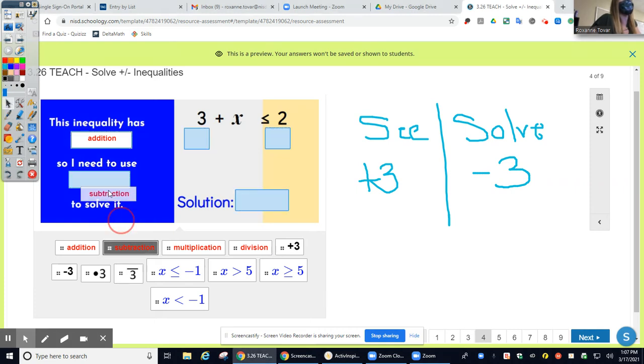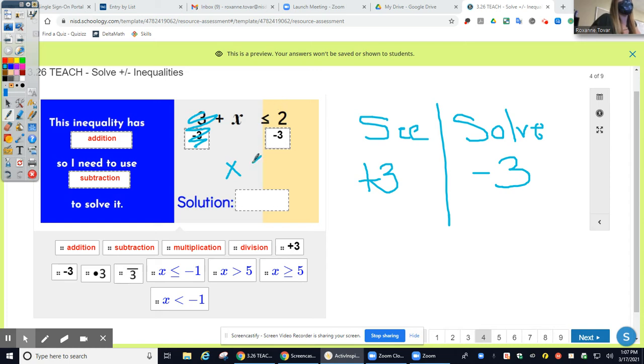So we're going to put subtraction, which means we're going to subtract 3 from both sides. We're going to subtract 3 from this side and subtract 3 from this side. Okay, let's go ahead and solve this. The side of x cancels out. We have just x on this side.